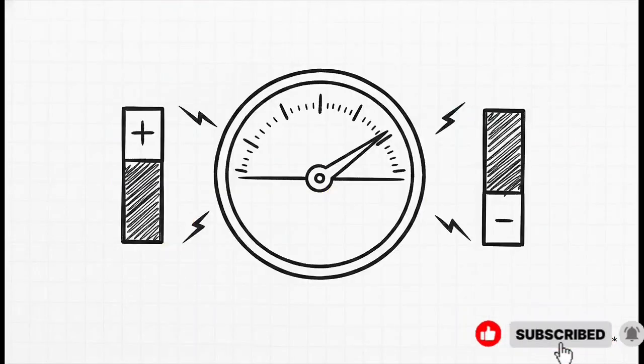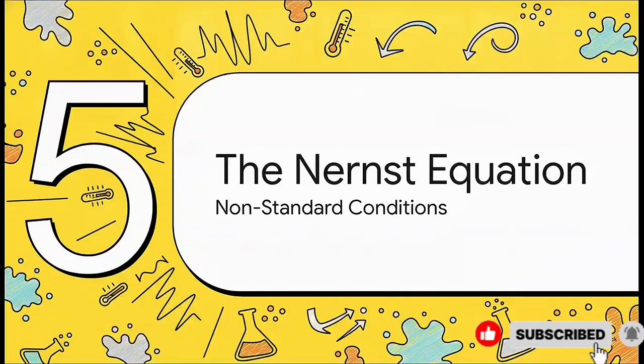Once you actually have those standard values, calculating the overall potential of your cell is wonderfully simple. The standard cell potential, or electromotive force, equals the standard reduction potential of the cathode minus the standard reduction potential of the anode. It's measured in volts, and it perfectly quantifies the electrical driving force of your spontaneous reaction. Section 5. The Nernst Equation.